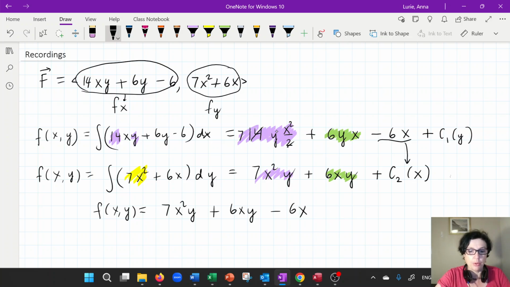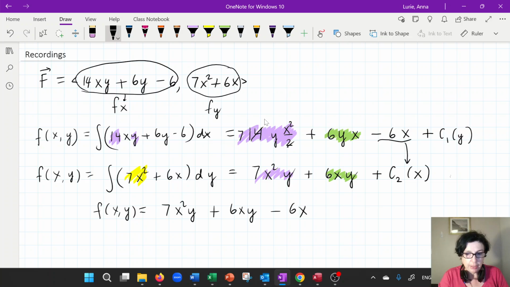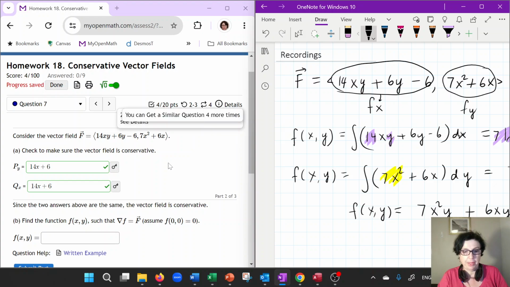Yes, great. Now take the partial of this thing with respect to y. Are you going to get 7x squared plus 6x? Yes, check. So that means this is a potential. So I am correct. Okay, just make sure that you never use a mixed term more than once. So like if 7x squared y occurs twice, which it should, that doesn't mean that you're going to multiply it by 2 or something, because these two things should just be equal.